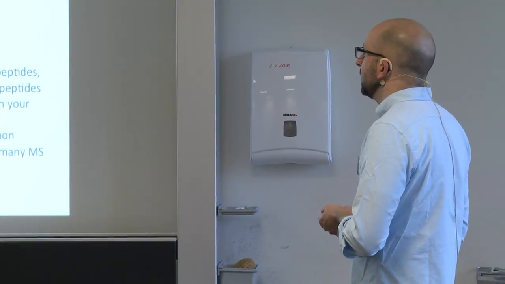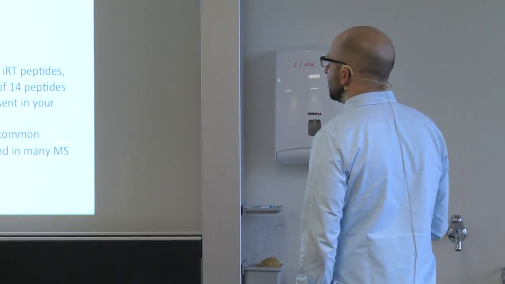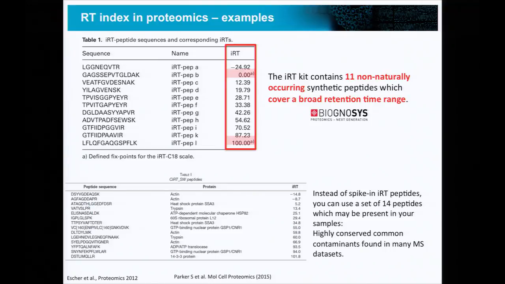Also, recently there was a publication where, instead of using spiked-in IRT peptides, they developed an assay based on peptides that are quite commonly present in a lot of samples. This is a set of 14 peptides. Usually they come from contaminants, or from trypsin, or from some human proteins, or they're almost always there. And you can of course check, are these peptides in my sample? And if they are, then the IRT values are provided, and you can just start working with these as a set of IRTs.